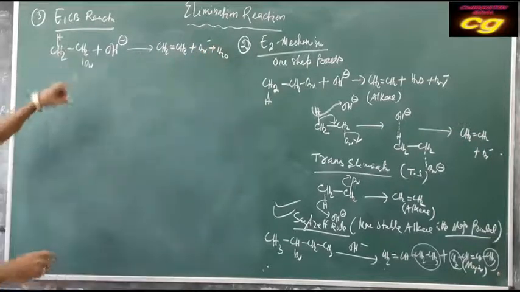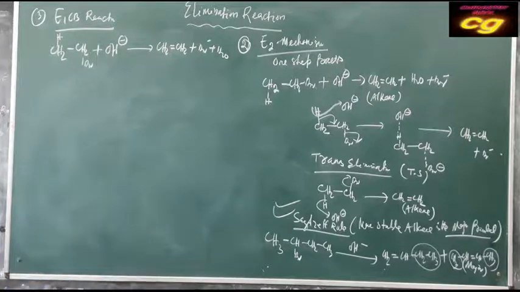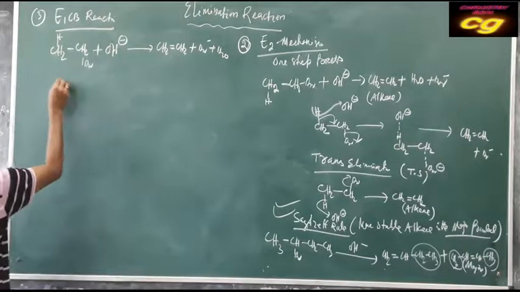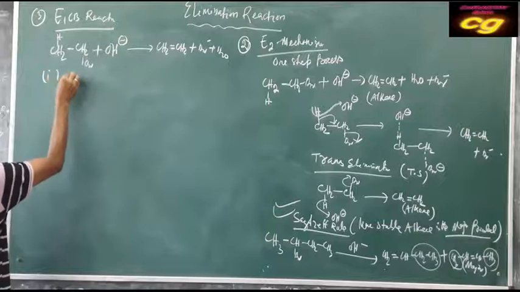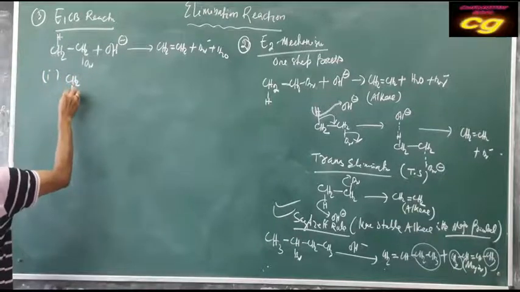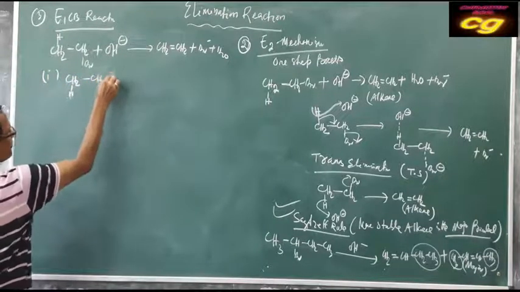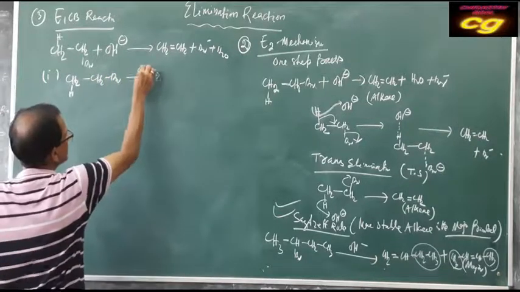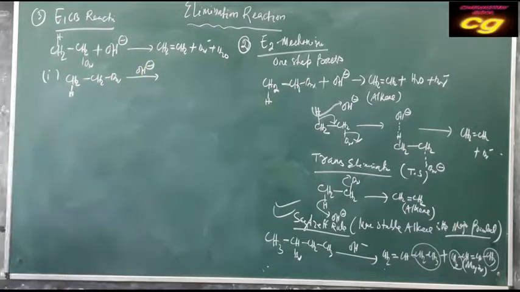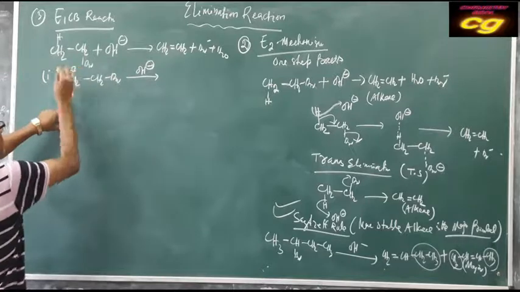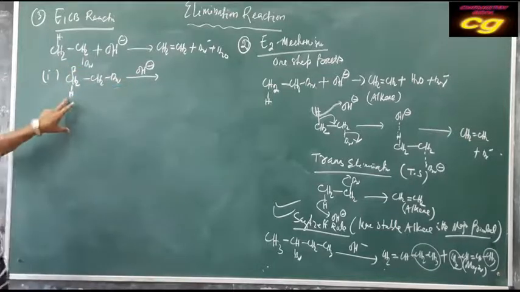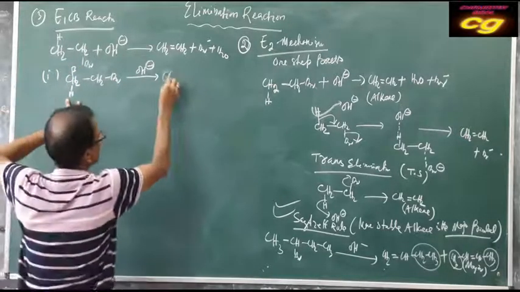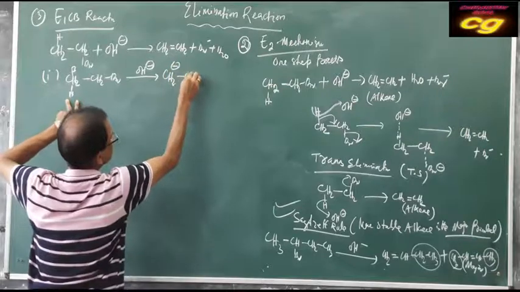But in E1CB, what happens? A conjugate base is formed in the first step. So in the first step, CH2H single bond CH2Br, the OH minus will abstract one proton from the beta carbon, forming the conjugate base.